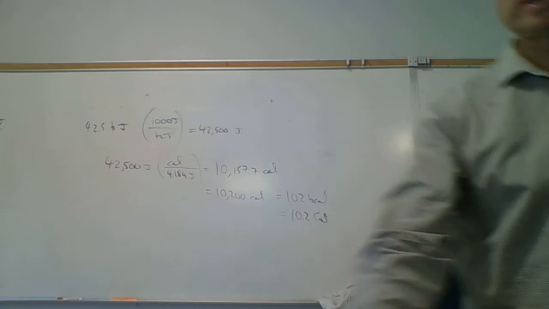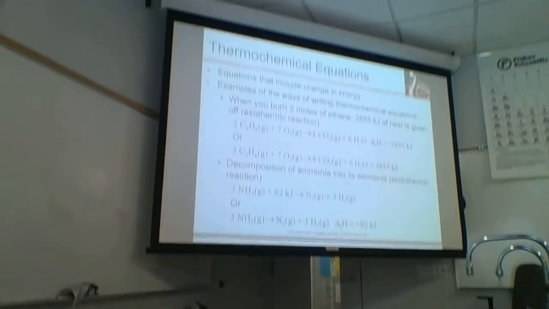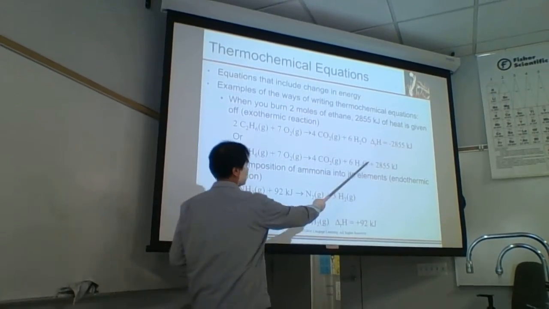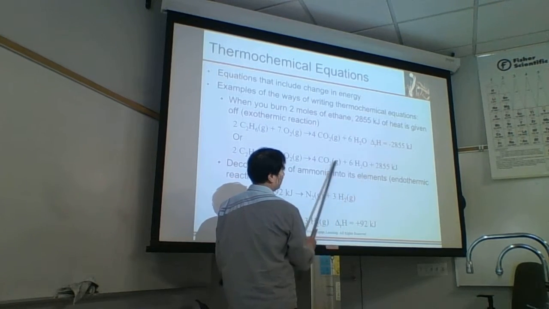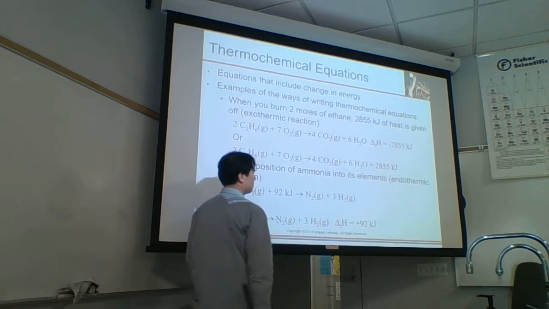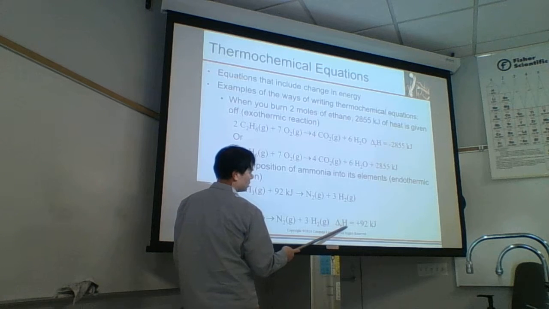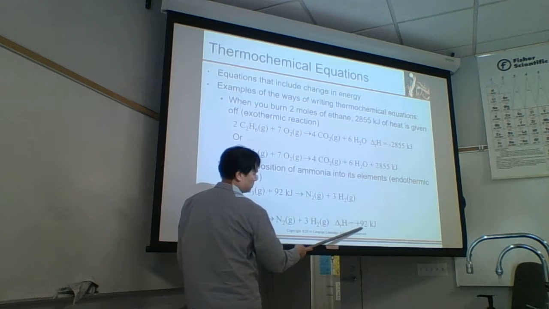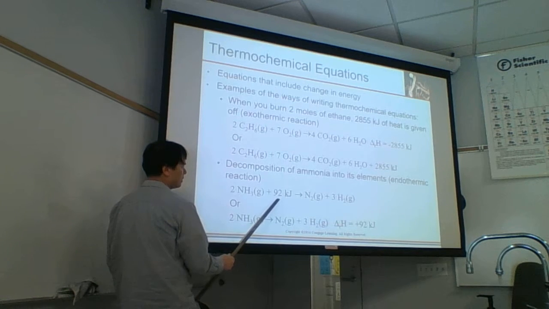And so these are the two ways. If we write it inside the equation, the energy term is always going to be positive like this. The only difference is which side. When it's negative like this, it's on the product side. When it's positive like this, if you look at delta H here, this is the change in enthalpy or change in energy. It's plus 92 kilojoules. That means that 92 kilojoules is on the left side, the reactant side.